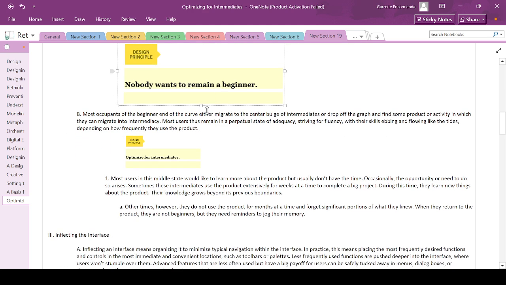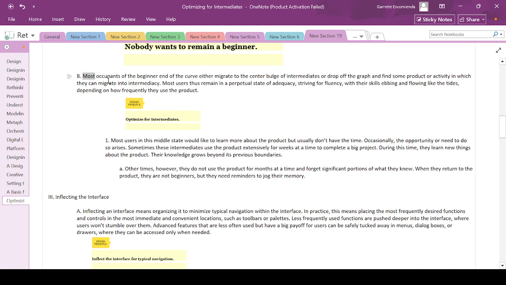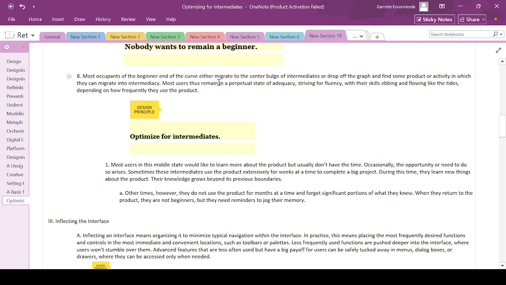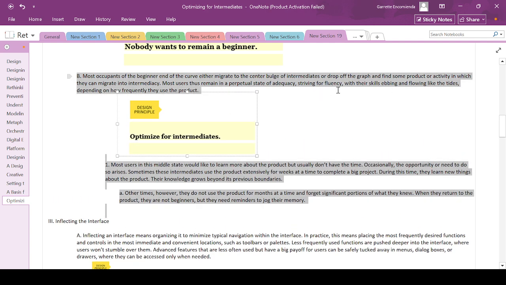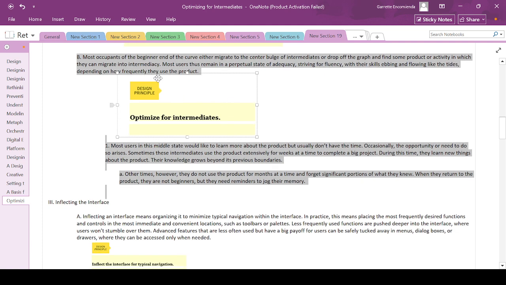Design principle: nobody wants to remain a beginner. So most occupants of the beginner end of the curve either migrate to the center bulge of intermediates or drop off the graph and find some product or activity in which they can migrate into intermediacy. Most users thus remain in a perpetual state of adequacy, striving for fluency, with their skills ebbing and flowing like the tides, depending on how frequently they use the product. Because again, frequency and repetition, we all learn from repetition, determine how skilled we are on the product.